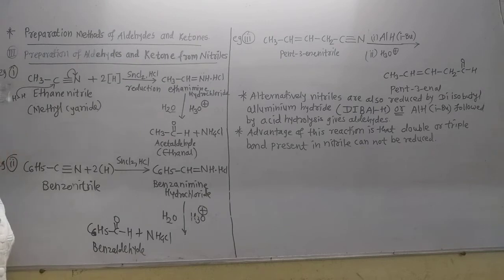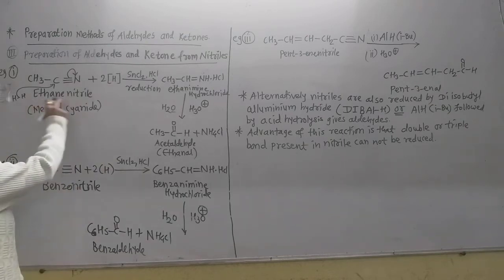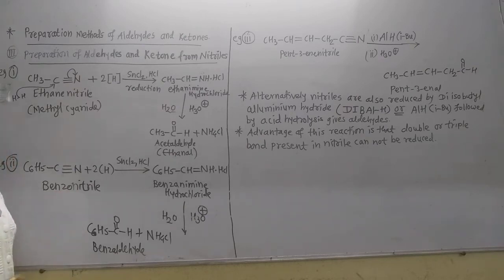Now see the second example. How we obtain aromatic aldehydes. This is the benzene ring, C6H5. Here maybe you can draw the benzene ring. Now this is the benzonitrile. As this is ethane nitrile, this is benzonitrile.